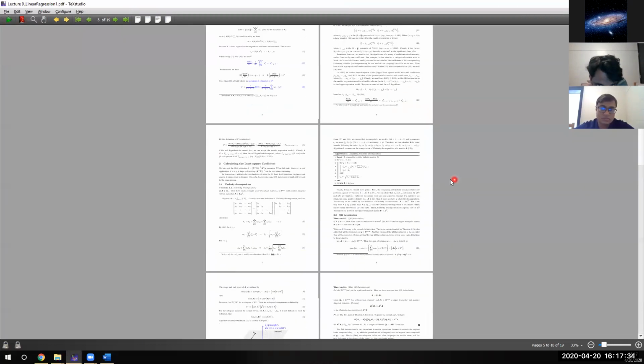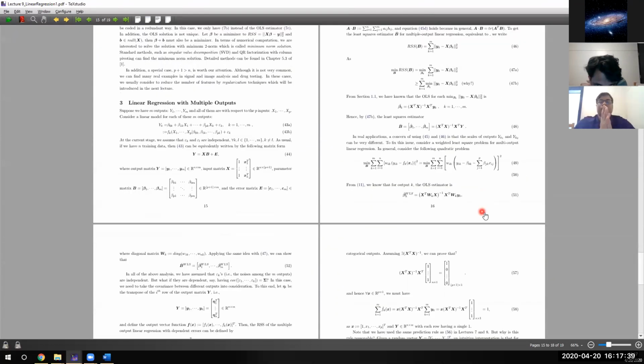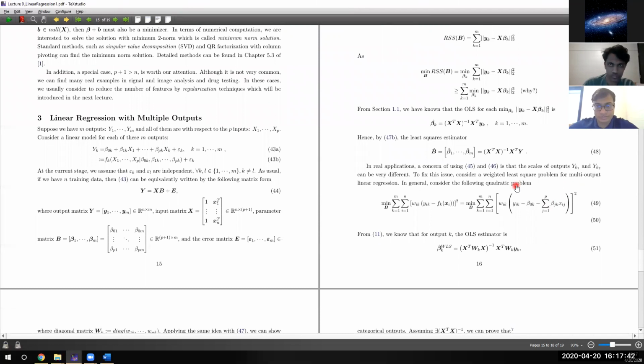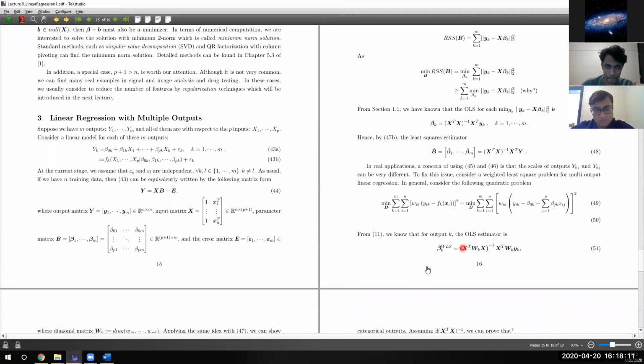Okay, now let's go back to the multiple output to see how to use this way to explain our solution here. In other words, I'm not going to use any tensor notation. I can simply use this idea to understand and prove that this is indeed the solution. In this case, you're going to have exactly the same. First of all, from 48, I know this is the least square estimator for the multiple output linear regression, right? And then set X equal to W half X, y equal to W half y. And you're going to have exactly the same thing.